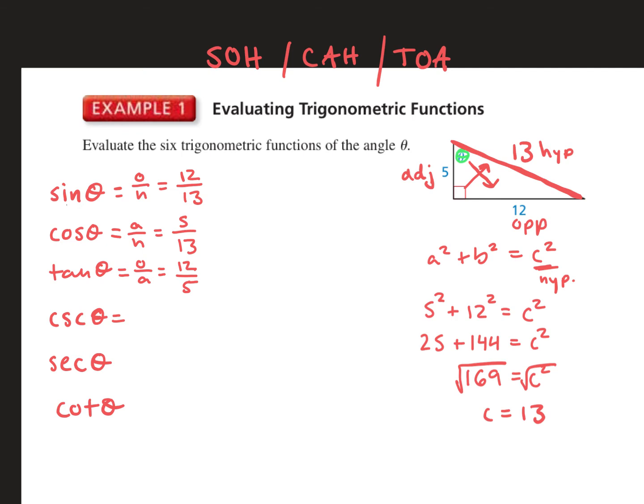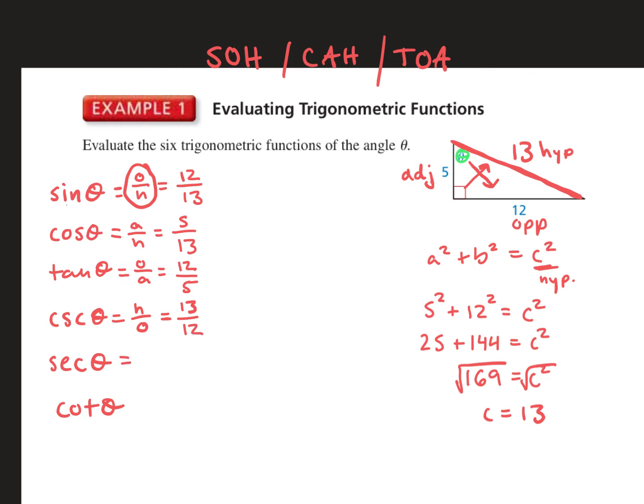Cosecant is the reciprocal of sine, so instead of being opposite over hypotenuse, it is hypotenuse over opposite. So we just flip what sine is. So what's our hypotenuse? 13, and what's our opposite? 12.